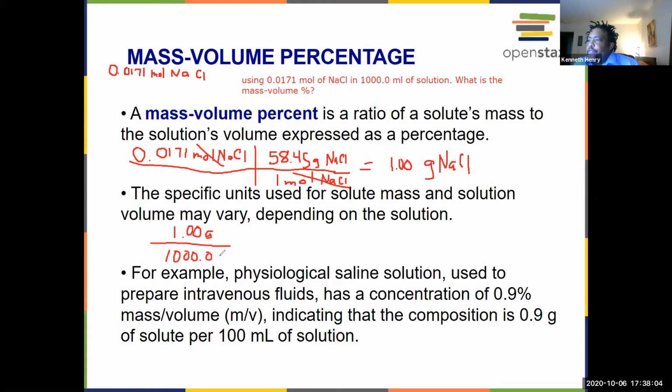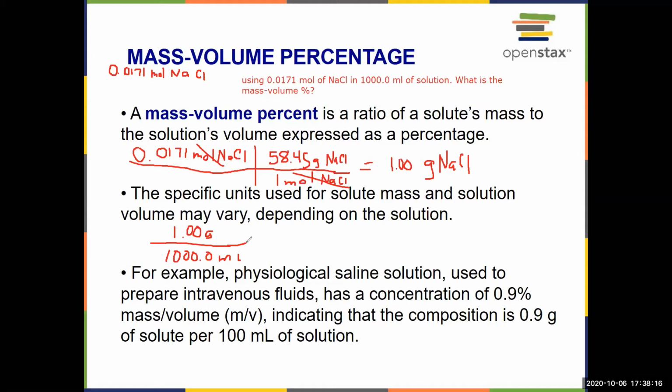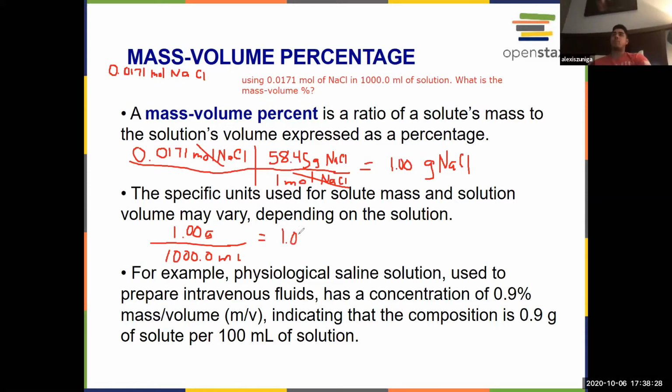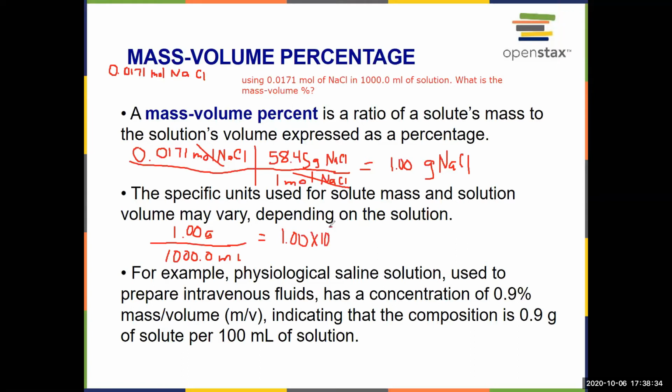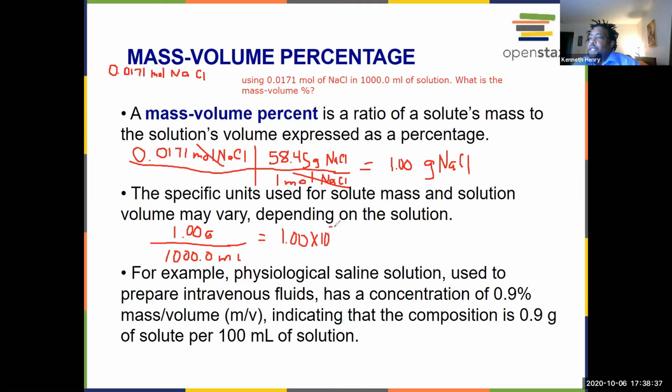How many sig figs should I have? 3. Am I gonna multiply by anything, or am I just gonna divide it by? That's it. The answer is 1.00 times 10 to the negative 3. So you don't have to convert the milliliters to liters? Nope, because I want it in milliliters as my volume. So typically when we're talking about mass percent, we are gonna be using grams per milliliter.